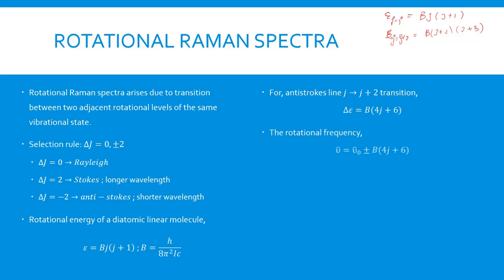So the rotational energy frequency from this can be equal to nu 0 plus or minus B(4J plus 6). And similar to the vibrational energy state, this will give you the Rayleigh lines. The plus delta nu will give you the Stokes lines, and minus delta nu will give you the anti-Stokes lines. Thus, the rotational Raman spectra, or the rotational hyperfine structure, can also be successfully explained using the quantum theory.